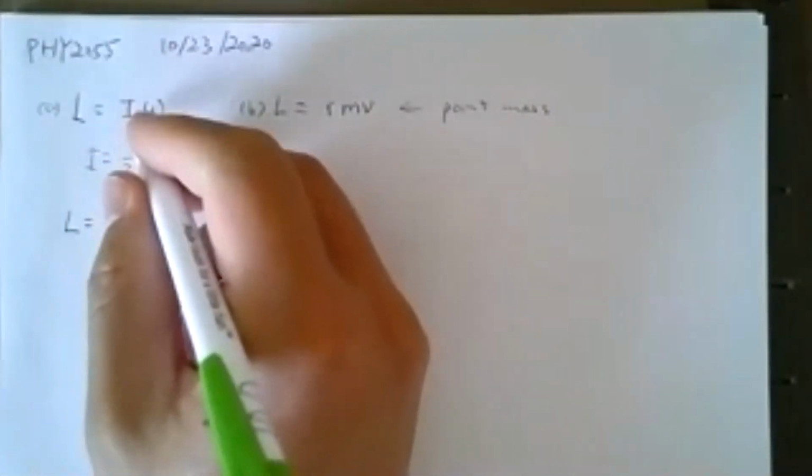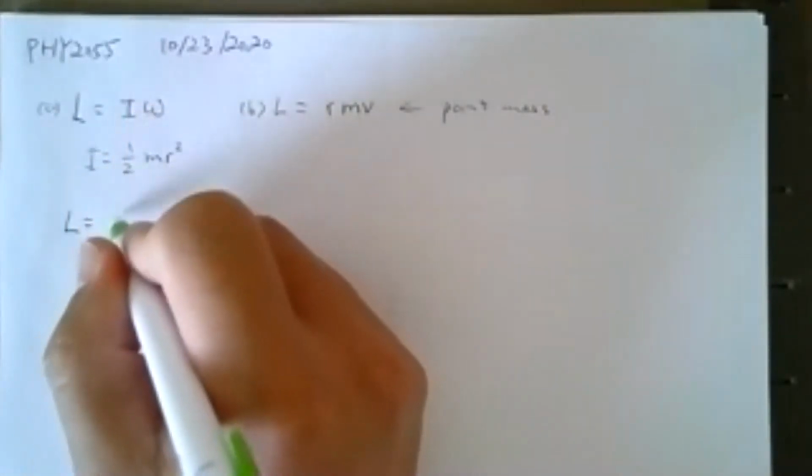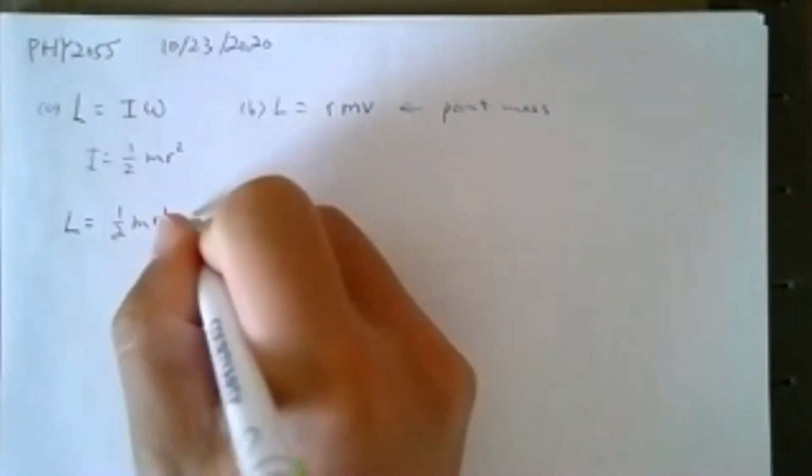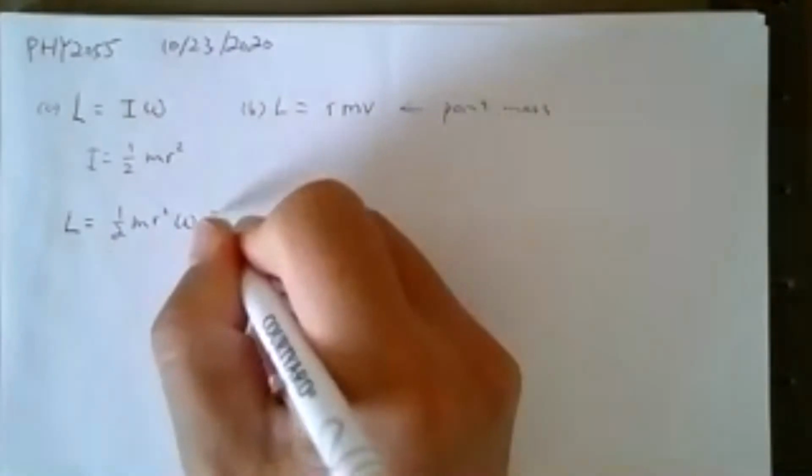So let's take a look here together. There's a few responses in already. So L is equal to I times omega. I is equal to 1 half mr squared. So then 1 half mr squared times omega. Okay, so they are all given here.